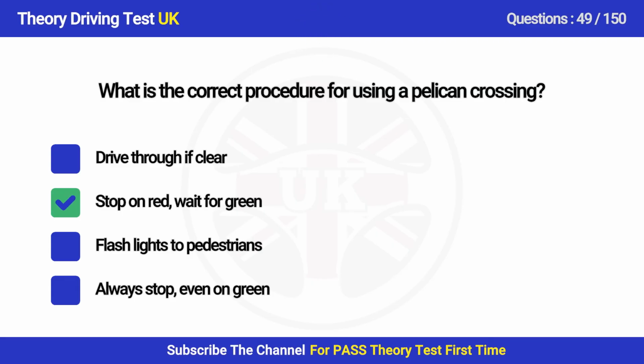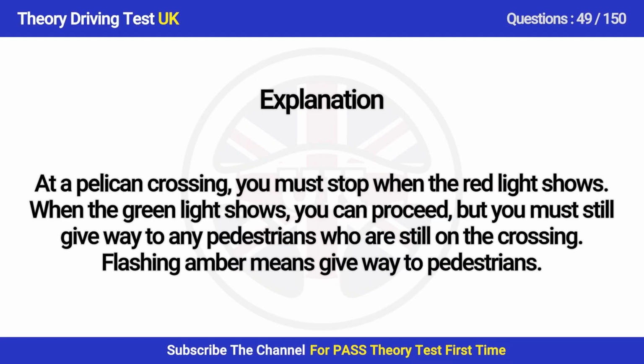Answer is B. Stop on red, wait for green. At a pelican crossing, you must stop when the red light shows. When the green light shows, you can proceed, but you must still give way to any pedestrians who are still on the crossing. Flashing amber means give way to pedestrians.